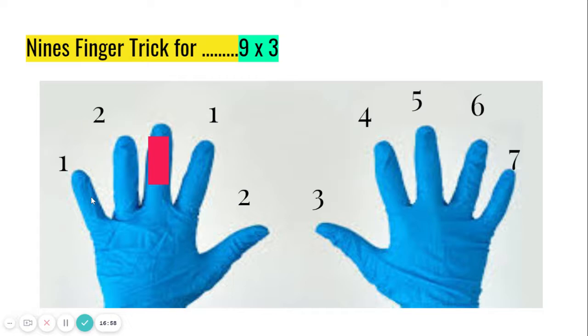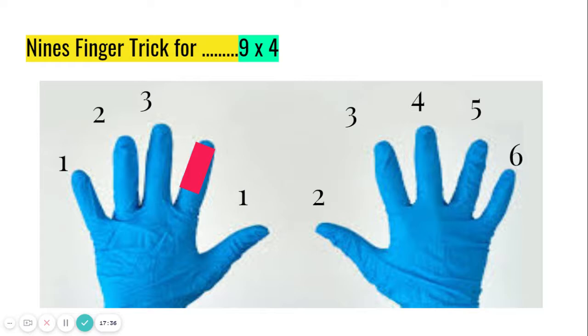Let's do another one. Ready? Now remember, we got our fingers counted, right? 1, 2. We're going to do 9 times 3. So I want you to hide your 3 finger right here. Tuck it under. How many fingers are on this side? 1, 2. We're going to put our 2 right here. How many fingers are over here on this side from the one that's down? 1, 2, 3, 4, 5, 6, 7. So we're going to put 2, 7. 9 times 3 is 27.